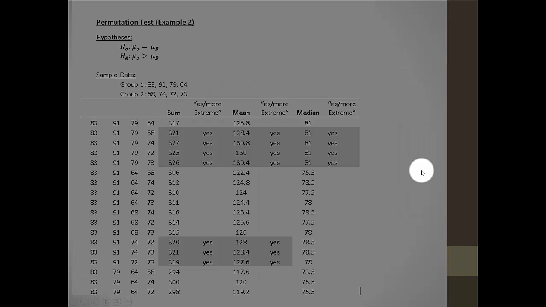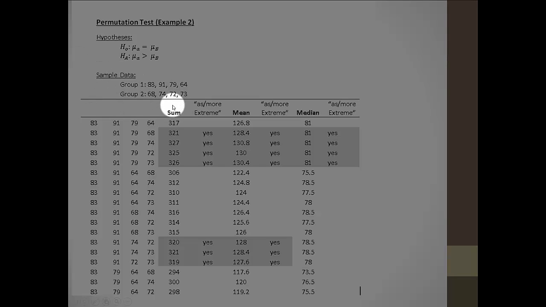Here's another example. This time I'm going to state specific hypotheses in a formal sense. H0, the null hypothesis, is mu A equals mu B. And then HA, the alternative or research hypothesis, is that mu A is greater than mu B. This time I have 2 groups of size 4. The total number of arrangements would be 8 choose 4, which I'll just tell you is 70. There are 70 possibilities.